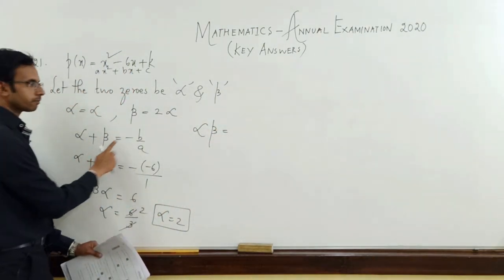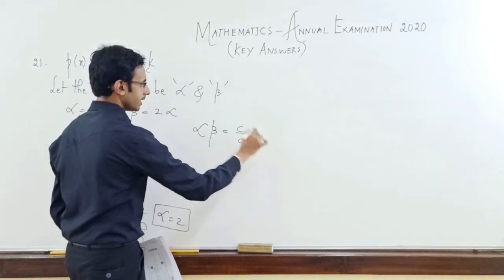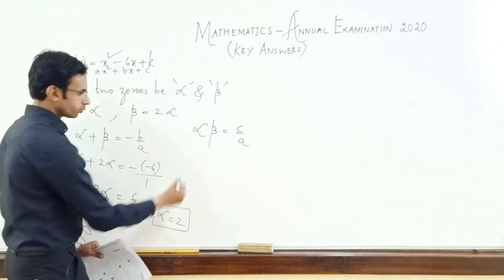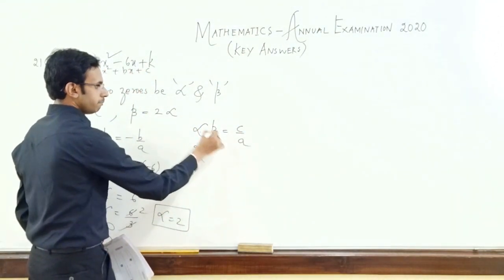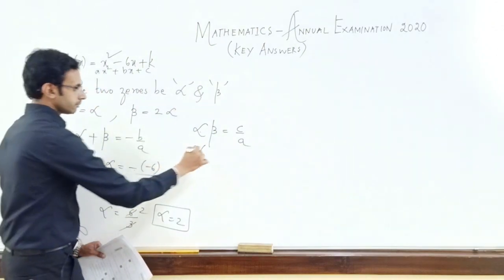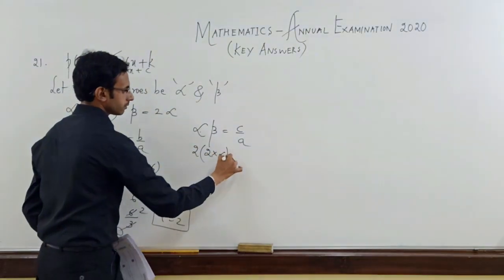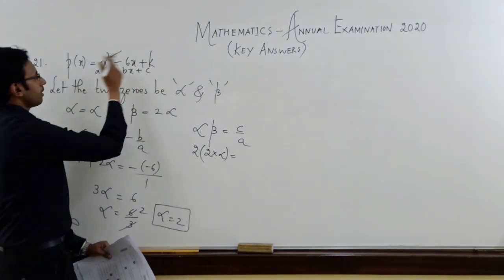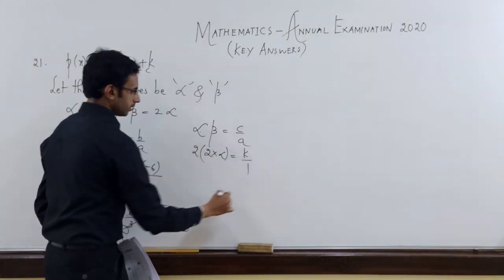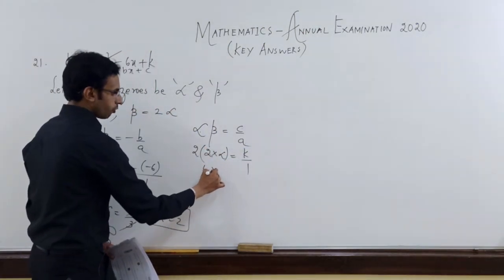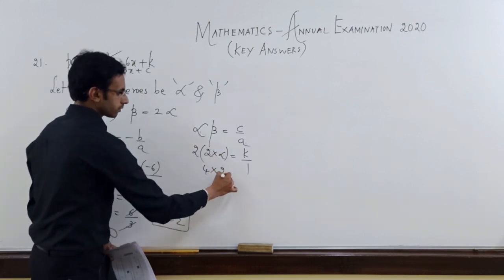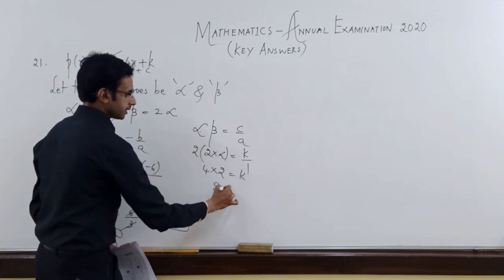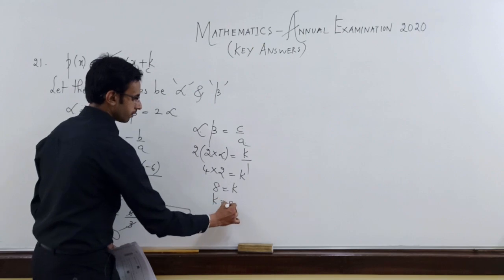Sum of the roots, but the product of the roots formula is c by a. Alpha we all know it is 2 and beta is 2 alpha, 2 into alpha. C by a means k by 1. 2 2s are 4, 4 into again alpha is 2. So you get 8 is equal to k, or k is equal to 8.